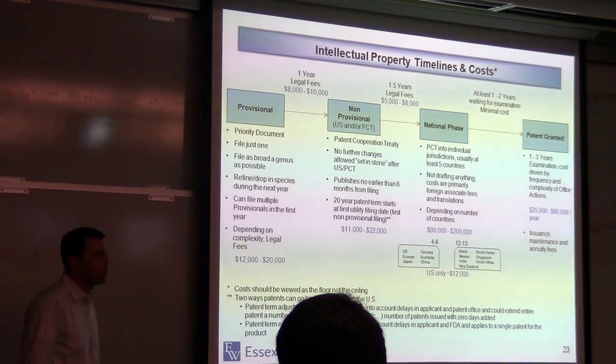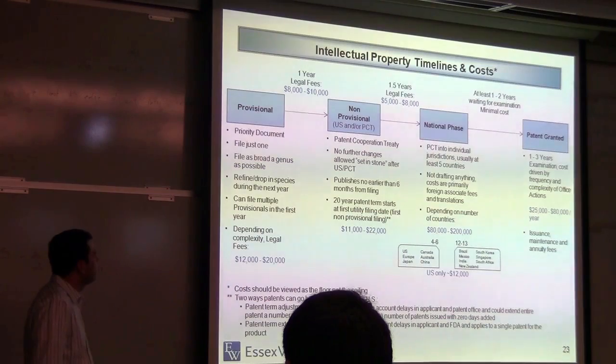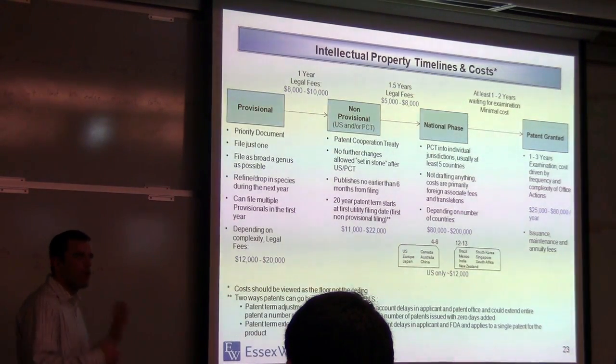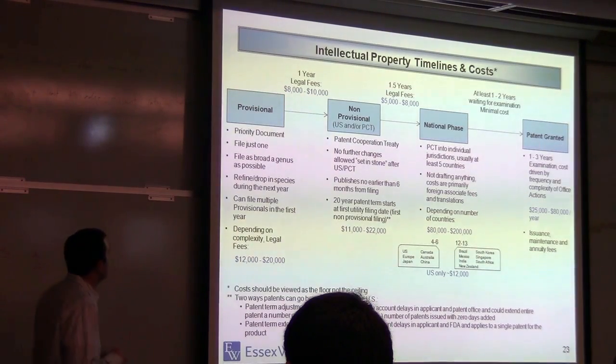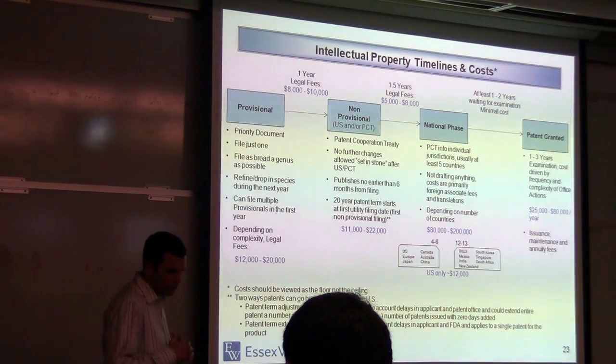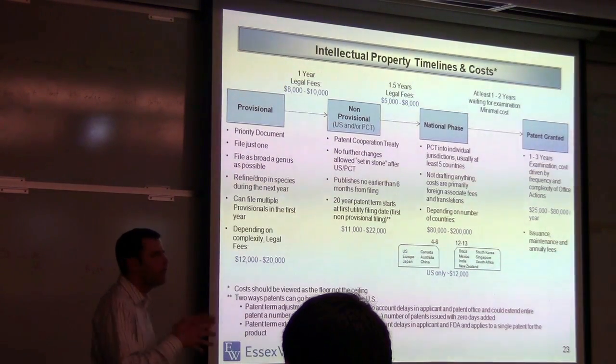So the first thing you do is you file your provisional. This is your priority document. Kind of in the beginning, you file as broad as you can. You're going to refine it over the year that you have. You can file multiple provisionals, and you can just continue to file during that year to strengthen what you have. But this is where you get that line in the sand.